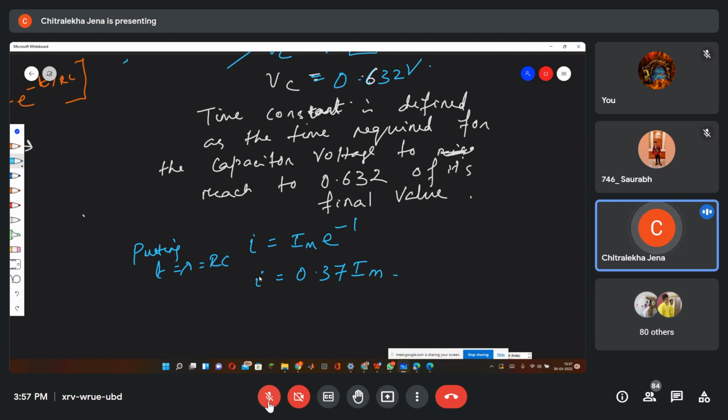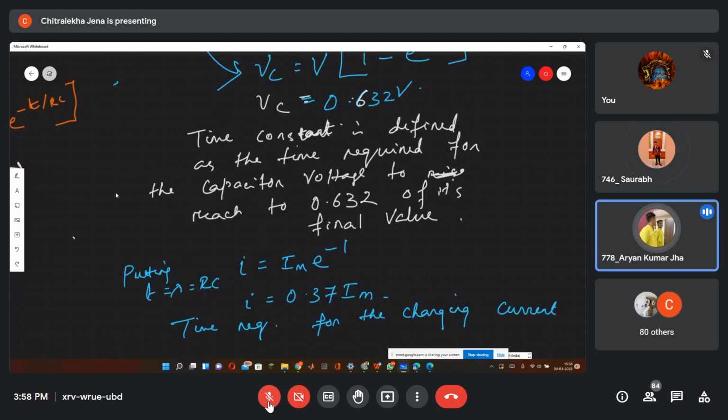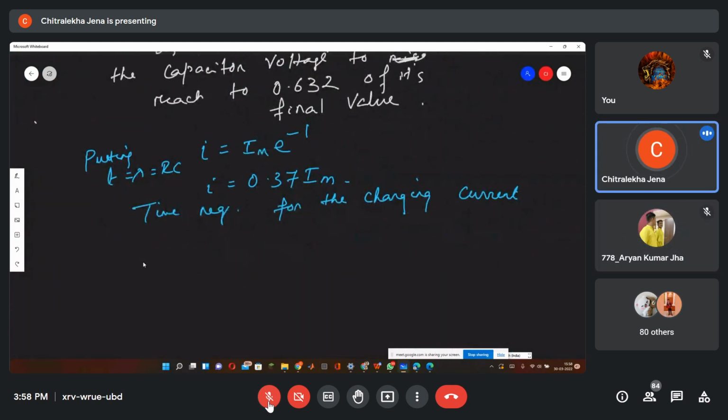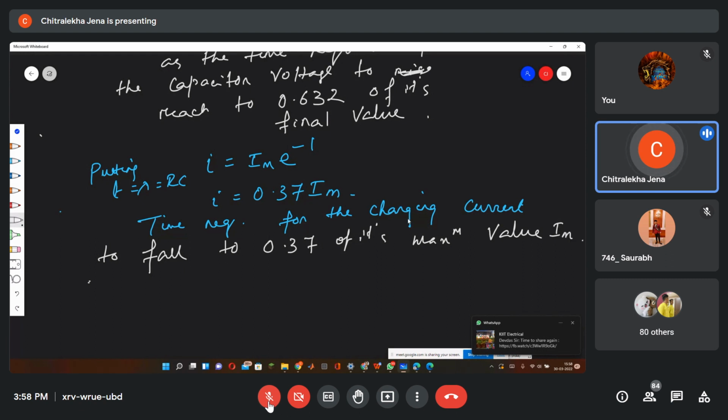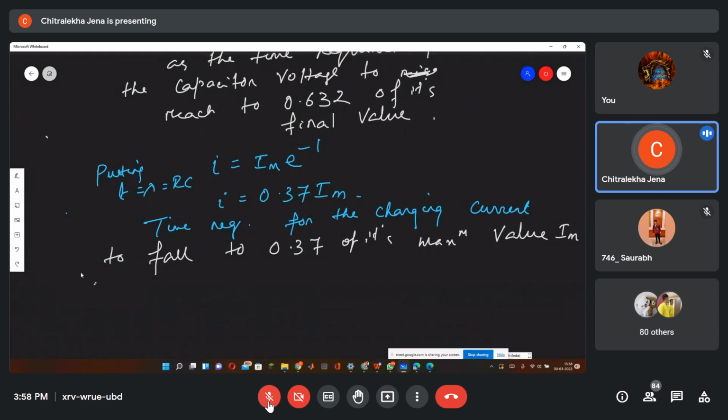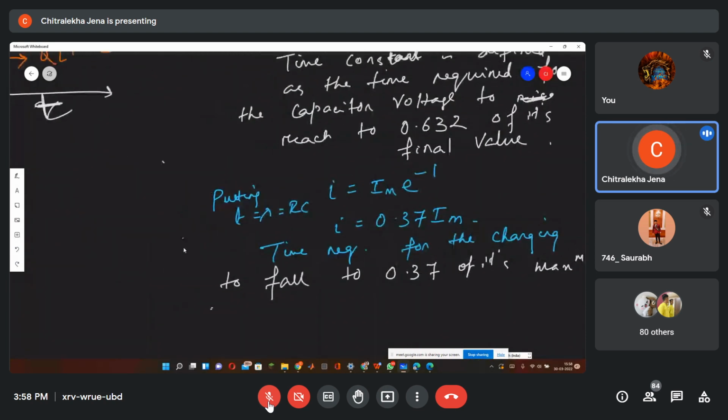So, how will you define time constant for the current? It is the time required for the charging current. Here the charging current is decreasing, or increasing? Ma'am, decreasing. Decreasing. So instead of rise, which I wrote for voltage, here I will write fall. Time required for the charging current to fall to 0.37 of its maximum value, Im. Am I clear to all of you? You write your own sentence.